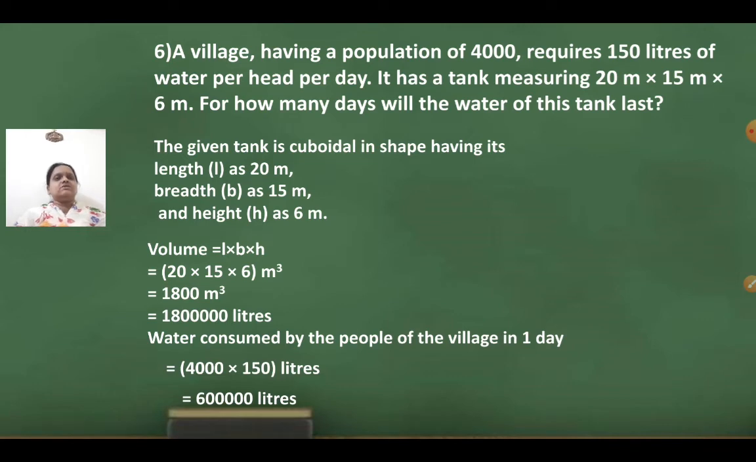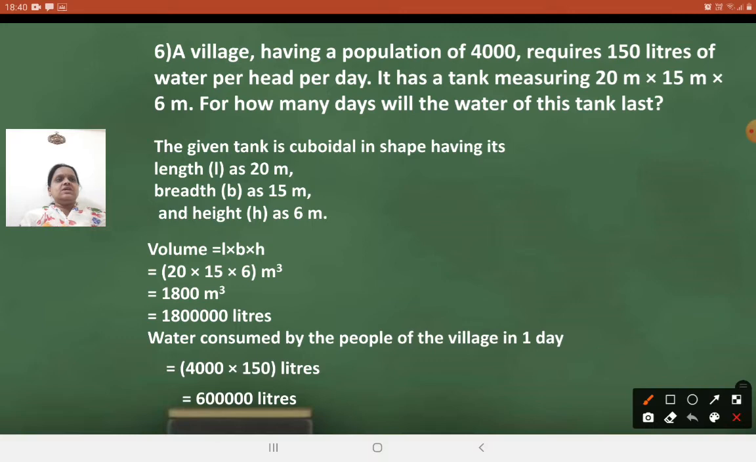Question number 6. A village having a population of 4,000 requires 150 liters of water per head per day. It has a tank measuring 20 meter into 15 meter into 6 meter. For how many days will the water of this tank last? Again, listen carefully. Understand the sum. What is given? The population is given.